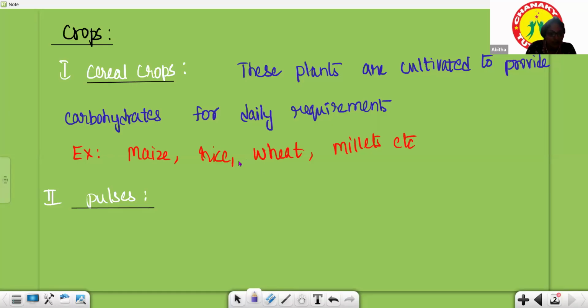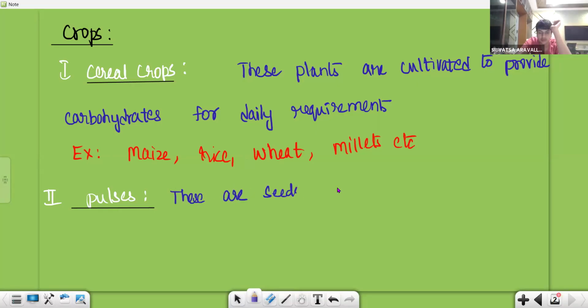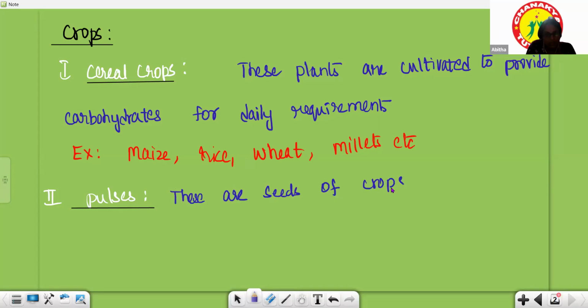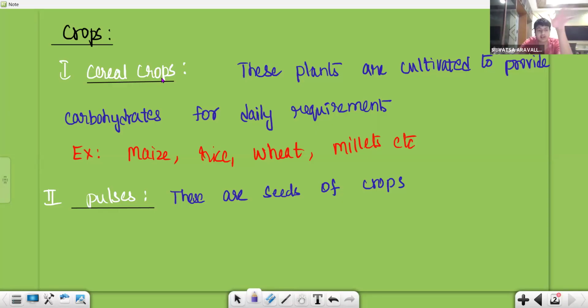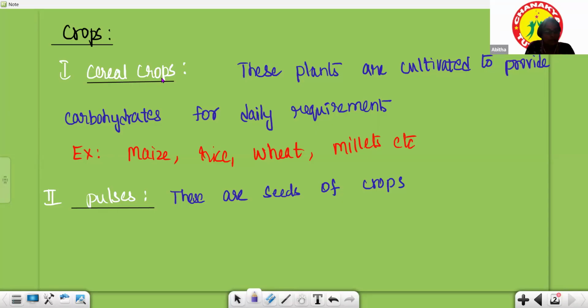So what are pulses? Pulses are seeds. Whichever are the seed-bearing crops, those are pulses. These pulses are the main source of proteins for our body. Cereal crops are the main source of carbohydrates, whereas pulses are protein sources. Protein is very important to our body, for bodybuilding. Whoever does gym and workouts needs a lot of protein to build their body.